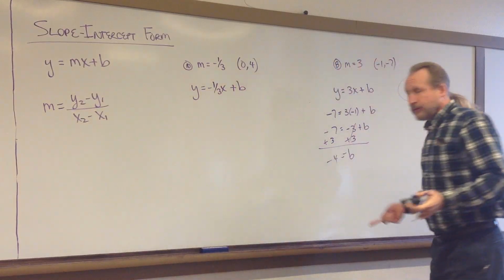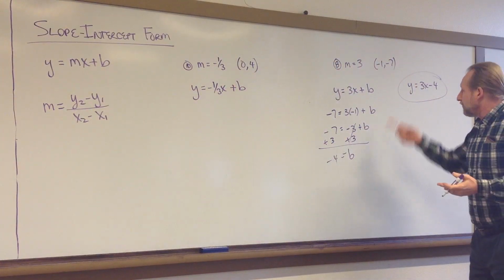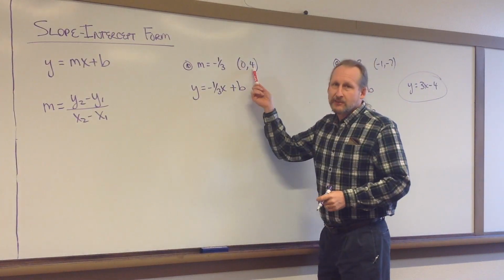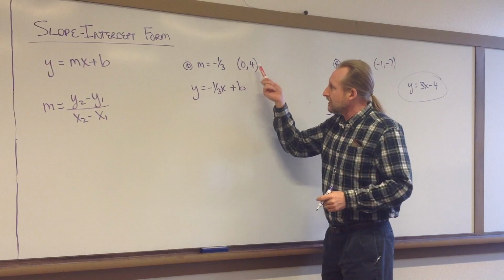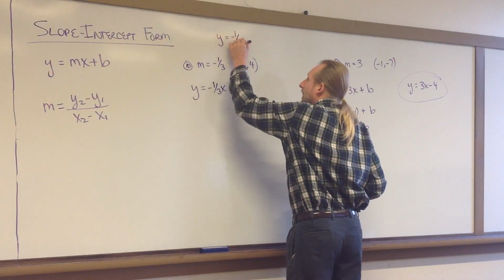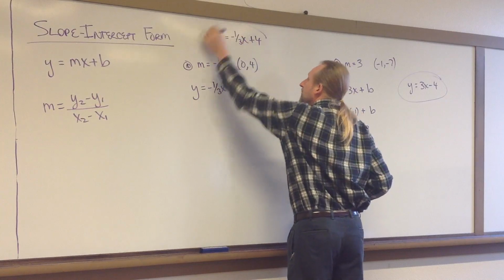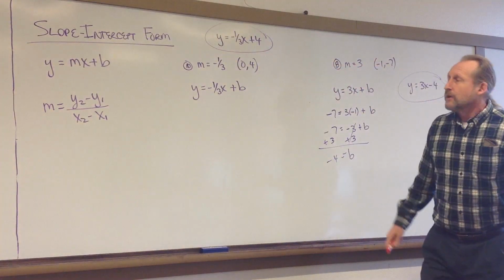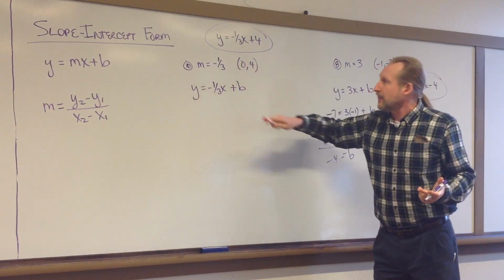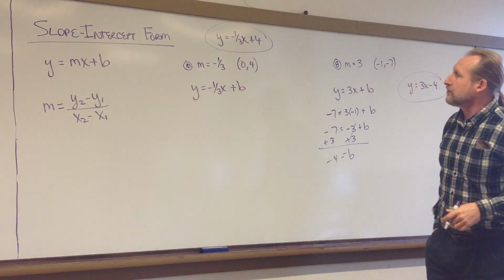Now, we could go through this work, and I'll probably do it in a minute, but one thing I want to point out to you, this is the y-intercept. If x is 0, y is 4. This is telling us that the y-intercept is going to be positive 4. If you're given a point where x is 0, this is the y-intercept right here. That's going to be the value for b.